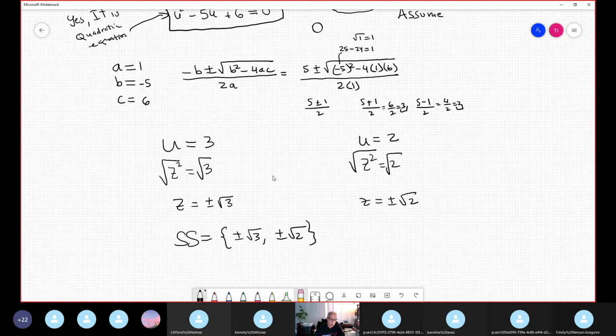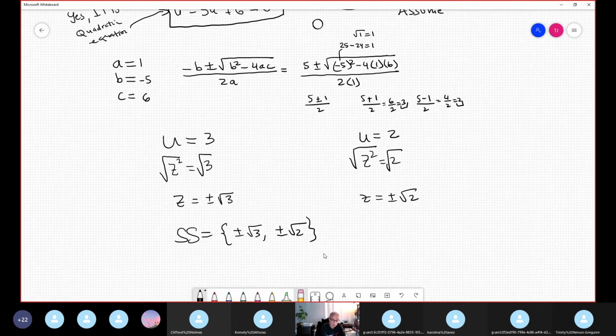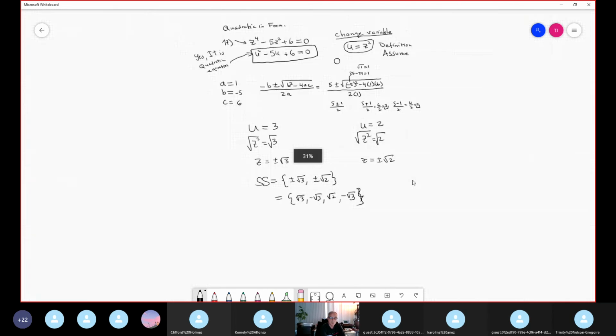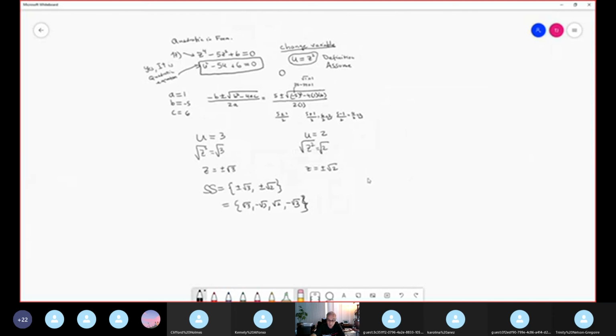You can write it like that, or to see much better how many solutions we have, you can write it this way: radical 3 positive, radical 3 negative, radical 2 positive, radical 2 negative, in curly brackets. Any question, guys? I promise in the test you will see something similar to this.